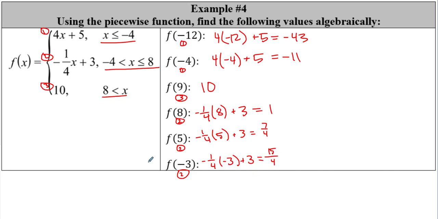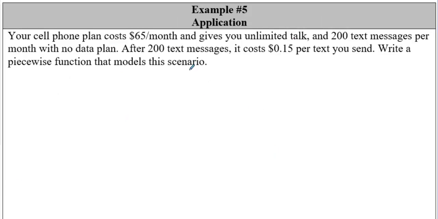All right, very good. And then our last example, we actually have an application here. It tells us that our cell phone plan costs $65 a month, and then it gives us unlimited talk, but only 200 text messages per month, and there's also no data plan. That's very good. The internet is not necessary on your phones. After 200 text messages, it costs 15 cents per text you send. It wants us to write a piecewise function that models this scenario. All right, so how will we approach this?